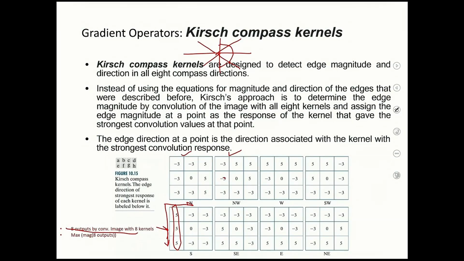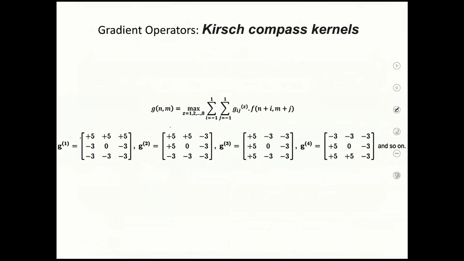Again, what will be the direction of the edge? It will be the direction of the filter that gives me the maximum at that particular pixel. Let's say north gives the maximum compared to the others, then the edge direction is on the north side. It is a discrete variable. So we have all these 8 filters, I convolve the image with all of them, and for each pixel you pick the maximum from these 8.